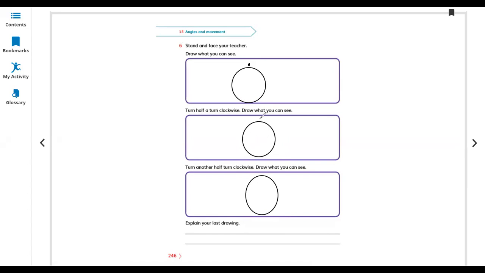So when you are turning half clockwise, it's coming from here and here. This is half clockwise. Turn another half clockwise. It's coming from here and comes back. So now you are at the same place from where you started. So you can write here the drawing should be the same as the first drawing. Okay, at the same place from where you started, you're at the same position.